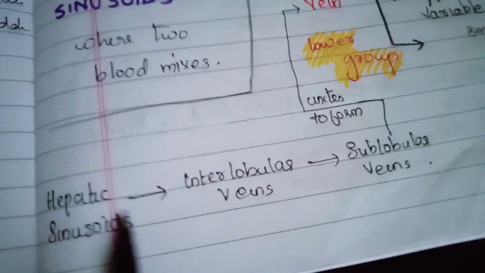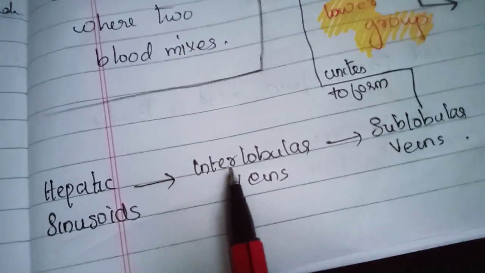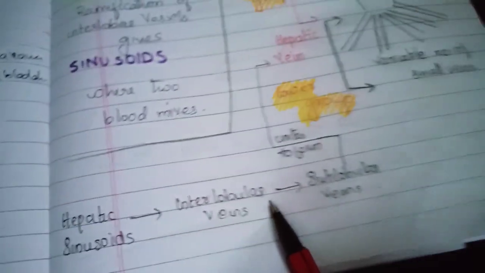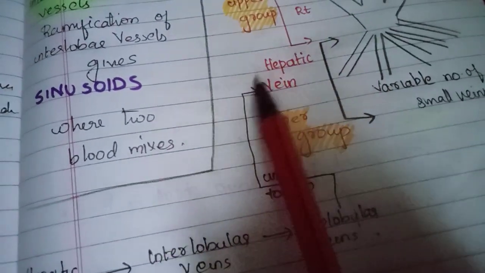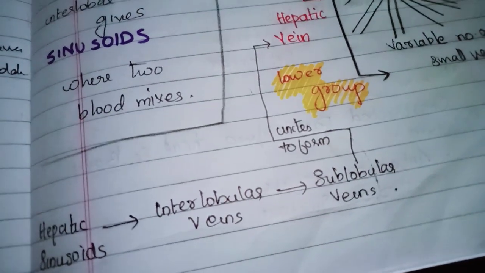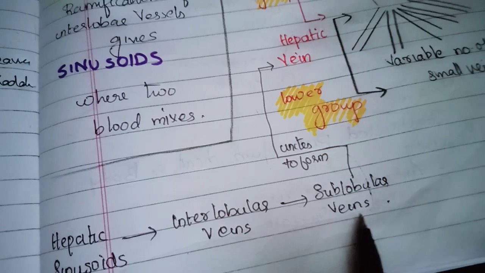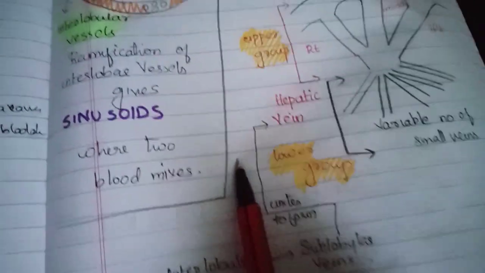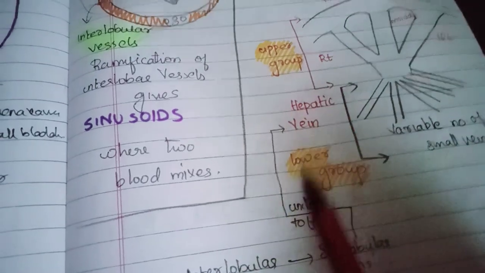Venous drainage. The hepatic sinusoid, it is just the reverse. Hepatic sinusoids move to interlobar veins, then to sublobular veins that unite to form hepatic veins. So, hepatic sinusoids unite to form interlobar veins, into sublobar veins, which unite to form the hepatic veins. Hepatic veins have an upper group and a lower group.